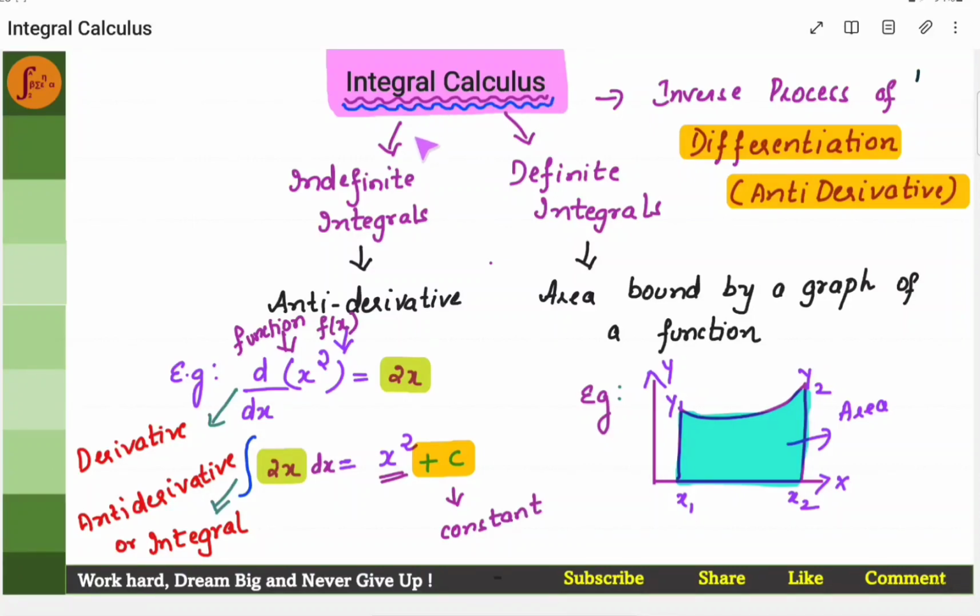So integral calculus has two parts, indefinite and definite. Definite integral is used to find the area bound by a graph of a function. So if you have a graph like this and you have these points, and if you have to find the area, this is where definite integral is used. And indefinite integral is nothing but a method to find out the antiderivative, or the original function.